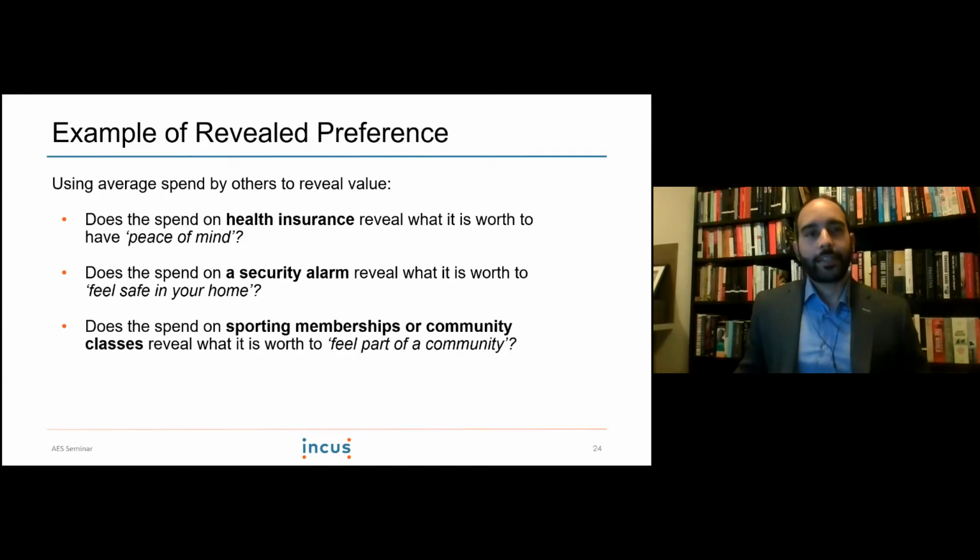The second technique is revealed preference. This is where you use spending on other things to try and reveal what the value is for a particular outcome. So you could look at health insurance. Most of us spend some money on health insurance. Does that reveal the worth of peace of mind? Does the spend on security systems reveal what it's worth to feel safe in your home? Does the spend on sporting memberships or community classes reveal what it is worth to feel part of a community? Again, a poignant example at this stage, about trying to feel part of a community, but these are the sort of things that you'd use in a revealed preference analysis.